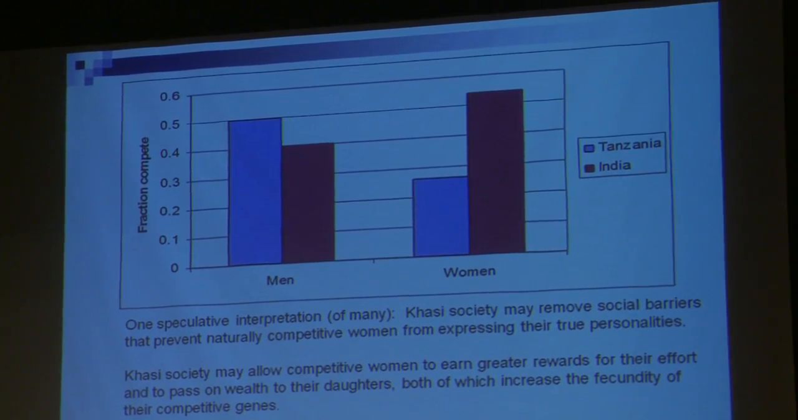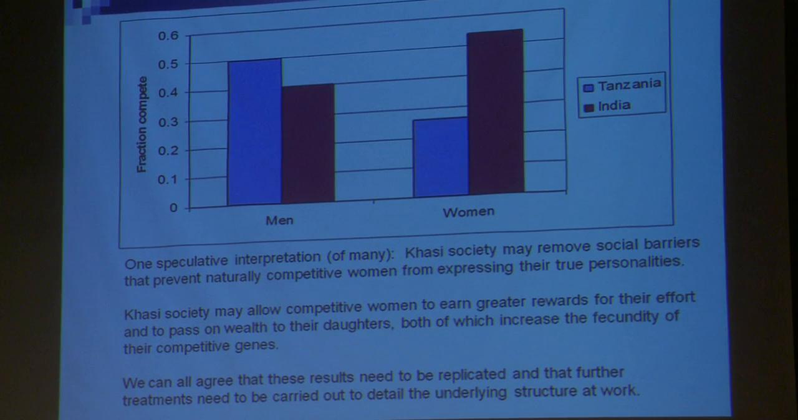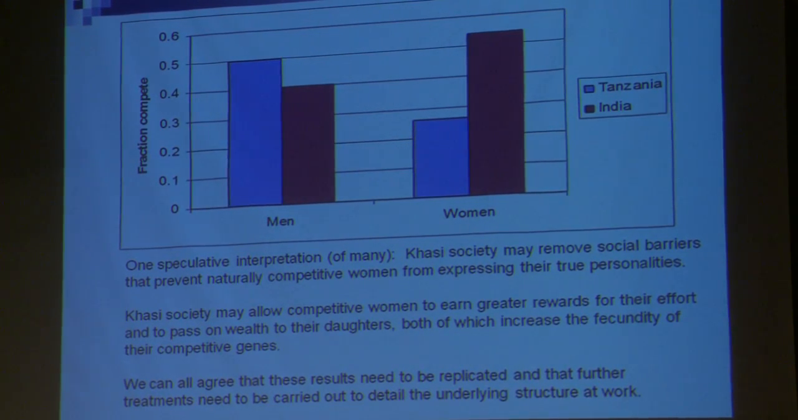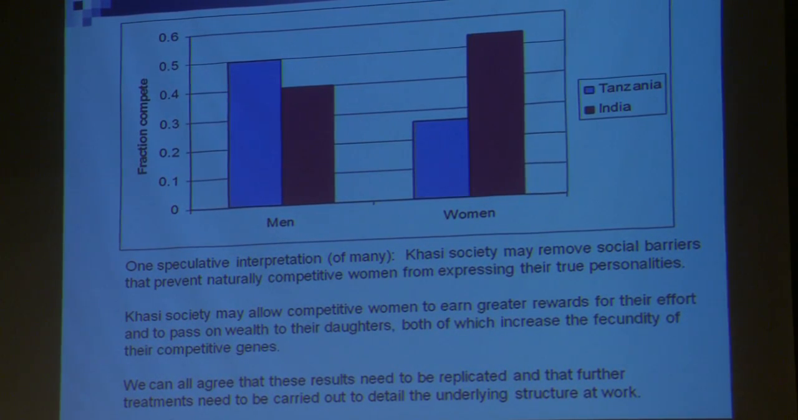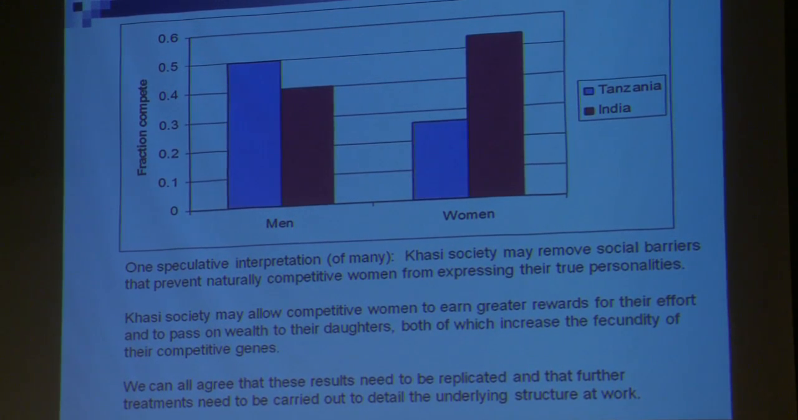Now, what we have done is we've gone back and replicated, and now we are taking biological markers, testosterone levels, to try to figure out if there is something biologically different between these societies and trying to determine why that's the case.